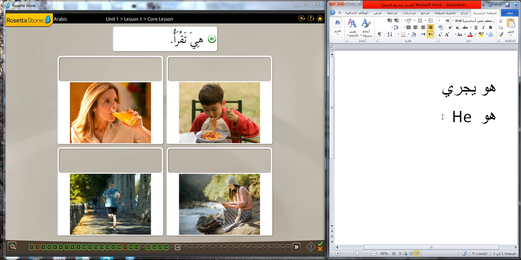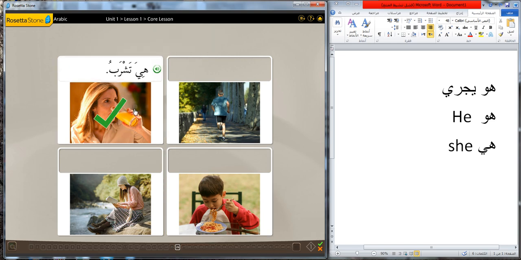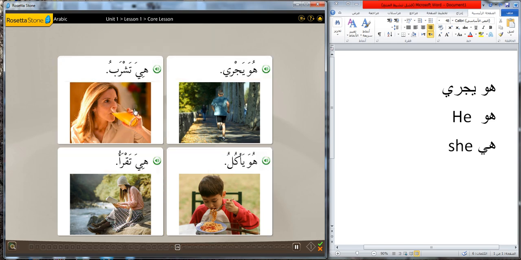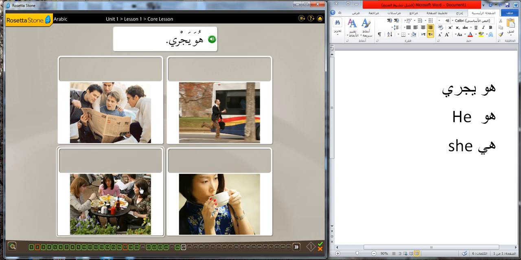Here now, she. هي تشرب. She drinks, or she is drinking. هو يجري. He is running or he runs.